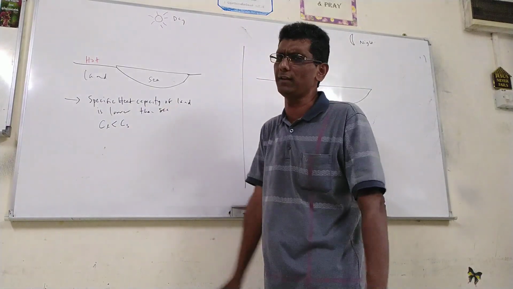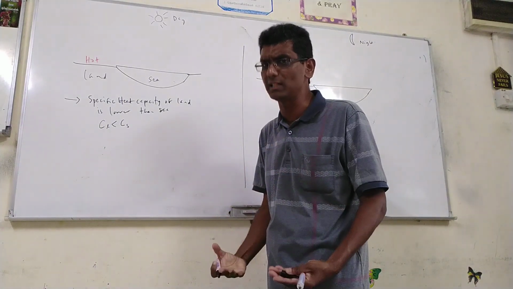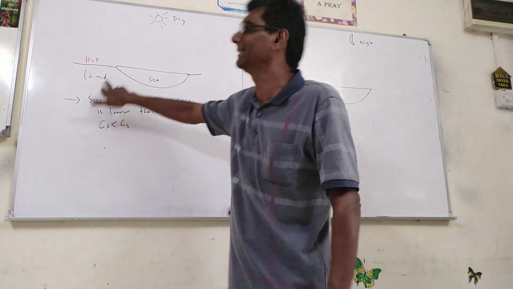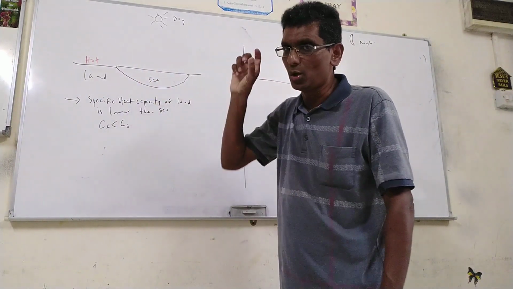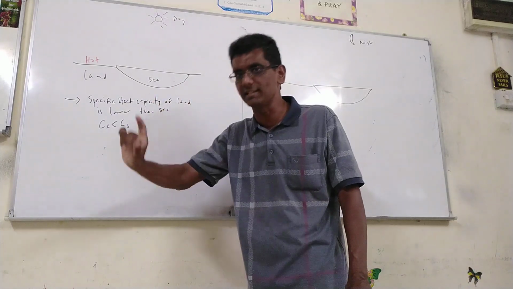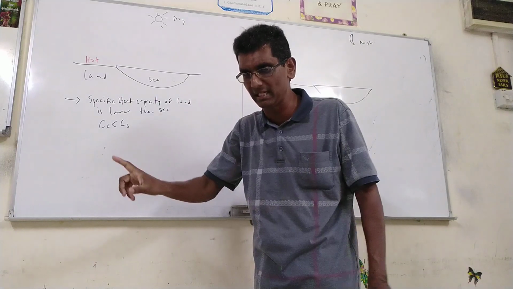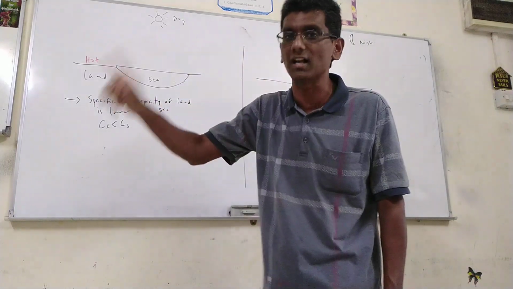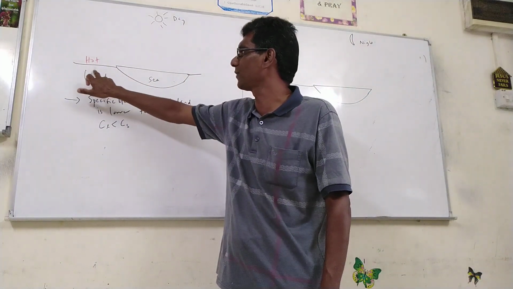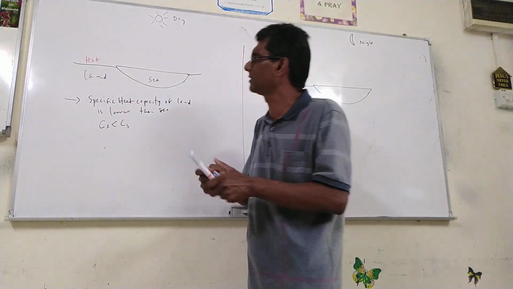So what is the benefit? Land having a low specific heat capacity means the land becomes hot faster than the sea. With a low specific heat capacity, the temperature rises faster. So the land becomes hot faster.